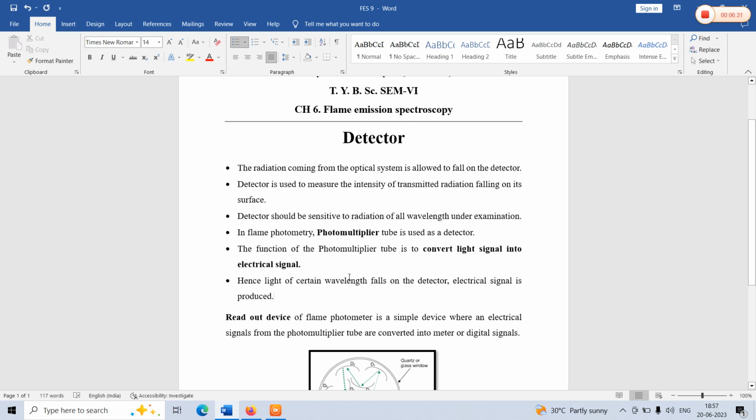So these are some points regarding the detector. One important point is that the photomultiplier tube is used as a detector. It converts the light signal into an electrical signal, and this electrical signal is converted into a particular digital signal by the readout device. This is an important point you have to remember.